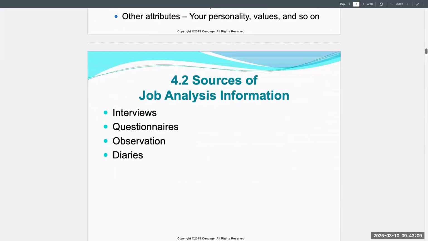Some of the sources for job analysis information: you're relying on multiple sources to make sure that these things are there. And so the most common methods would include interviews, questionnaires, observations, and diaries. With interviews, you're speaking directly with employees and supervisors to provide insight into job responsibilities, challenges, and expectations.